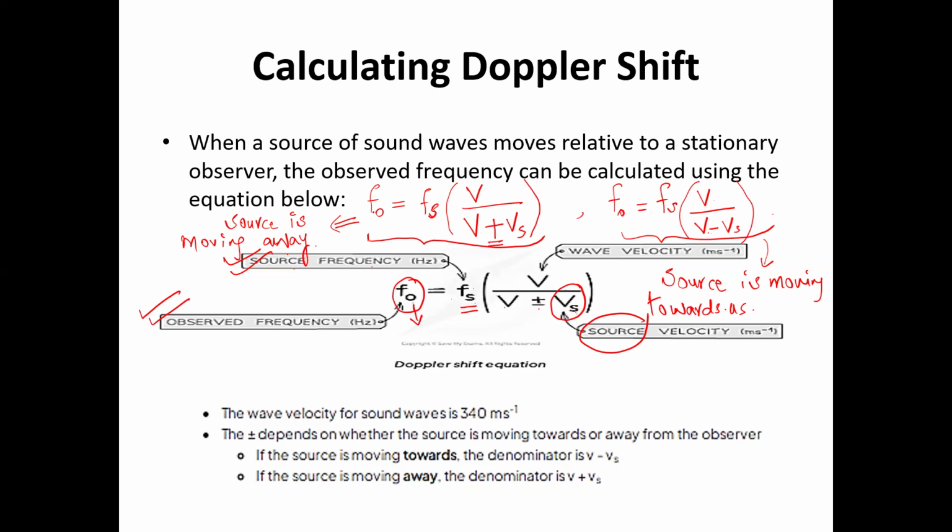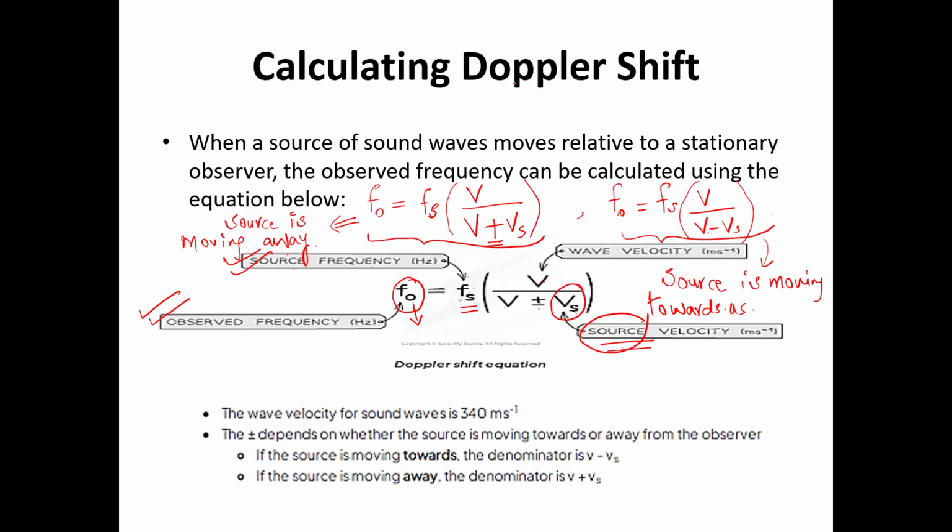F naught is the frequency of the sound which is observed by the observer. Fs is the frequency of the sound given out by the source. Vs is the speed with which the source is moving, like the ambulance we saw, so the speed of the ambulance will be called Vs. And V is the speed of sound. Let's say sound is moving in air, the speed with which it moves will be V. So these are the four parameters you should know.